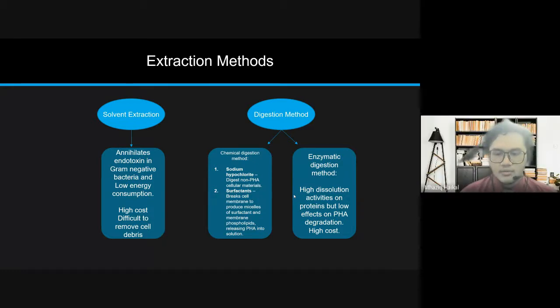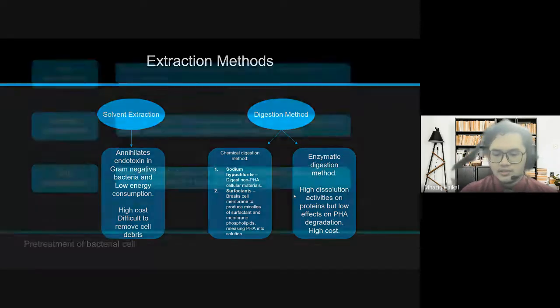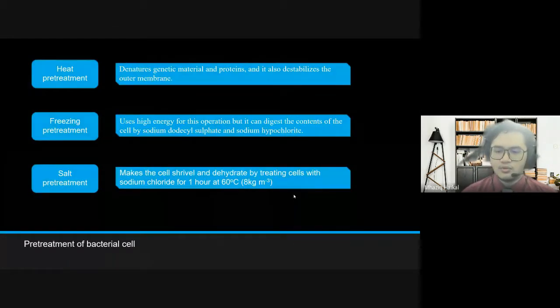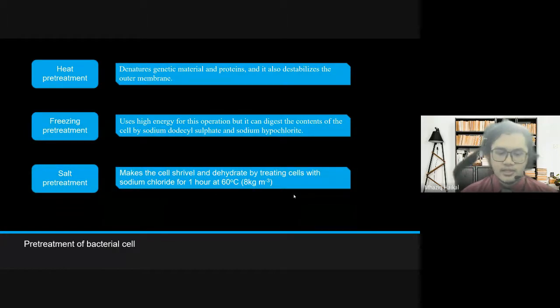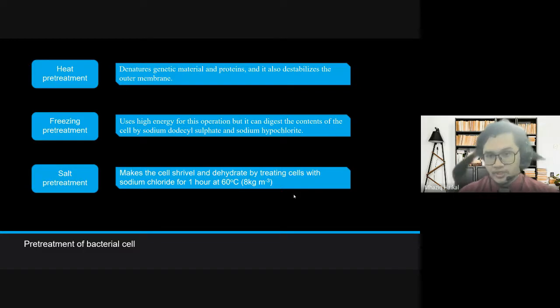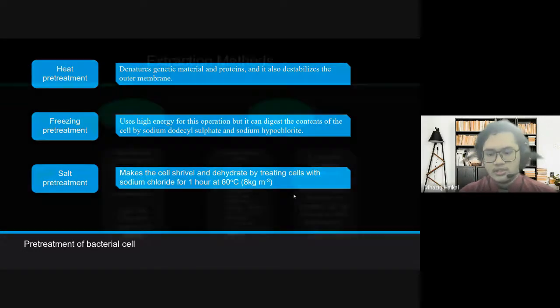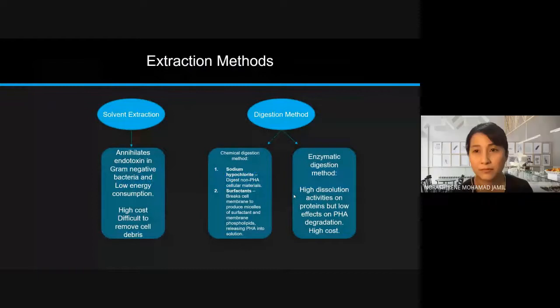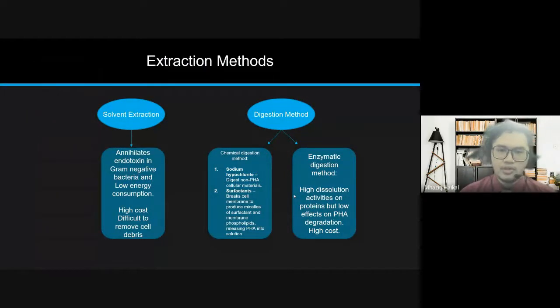Okay. The pretreatment is very important because we have to make the cell very easy to destabilize the outer membrane of the cell so that we can easily obtain the PHA granules inside the cell itself. When the cell undergoes the pre-treatment, the process of this extraction method will be much easier, so that more of the polymer can be extracted from the cell.